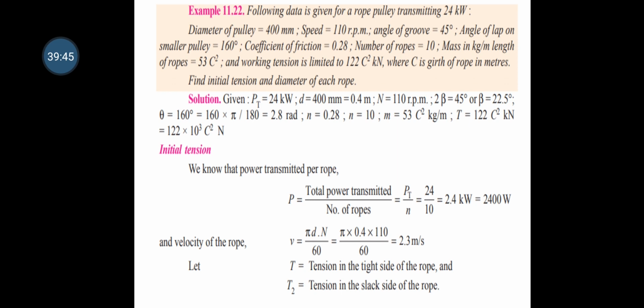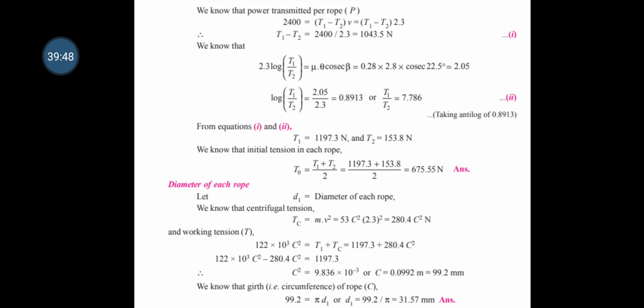Let T1 and T2 be the tensions in the tight and the slack sides. We know that the power transmitted per rope P is equal to T1 minus T2 into V, that is 2400 equals T1 minus T2 into 2.3. T1 minus T2 is equal to 1043.5 Newton, taking this as equation number 1. We know that 2.3 log of T1 divided by T2 is equal to mu theta cosecant beta. By solving with the given values of mu theta cosecant beta and 2.3 log, we get T1 divided by T2 is equal to 7.786, that is equation number 2.